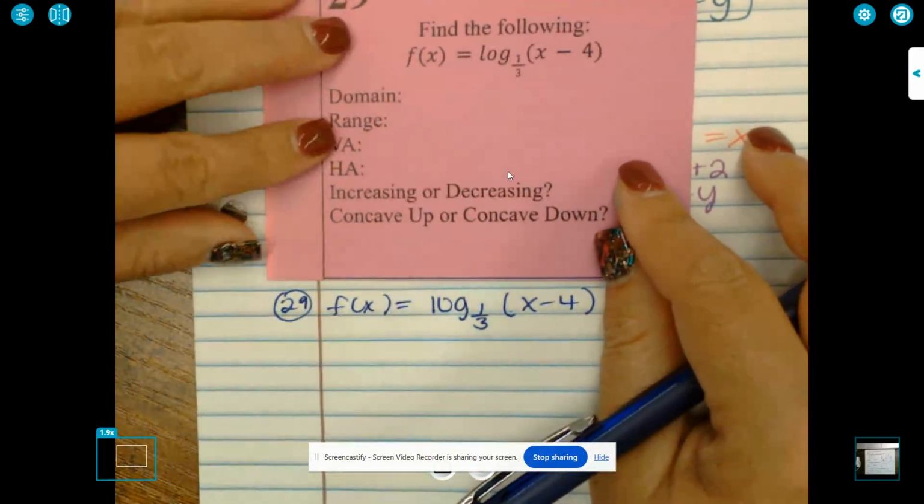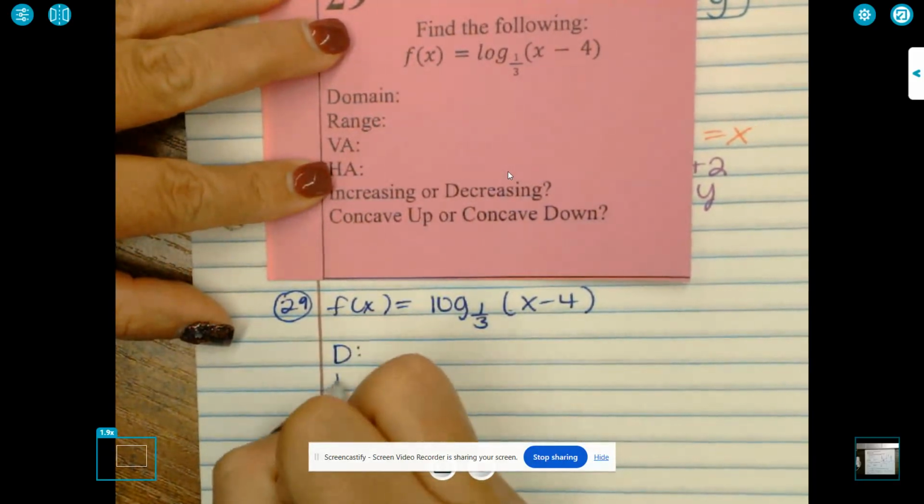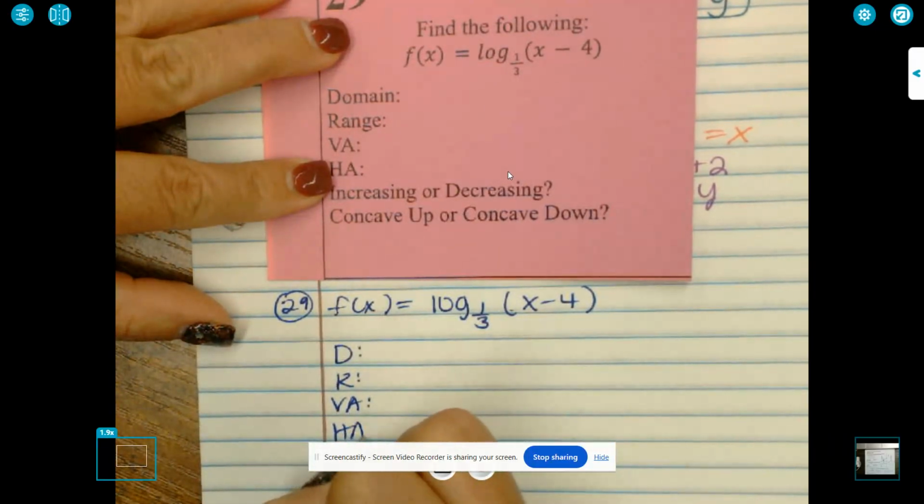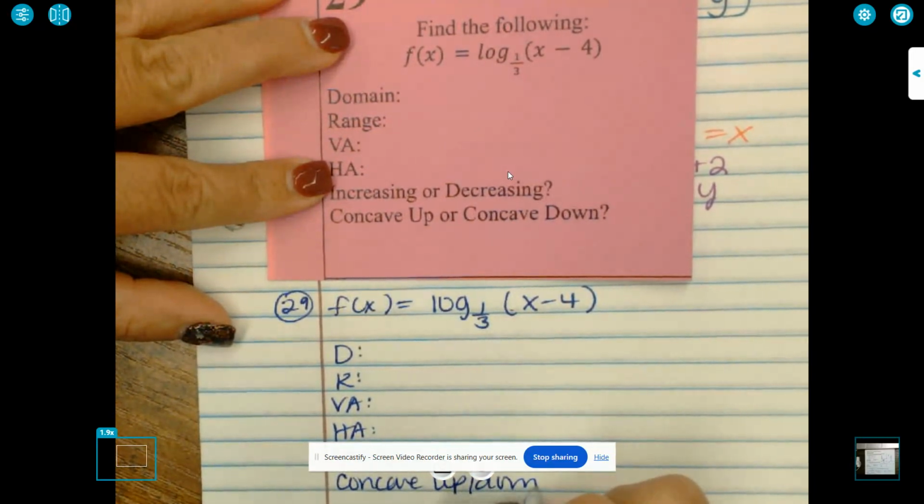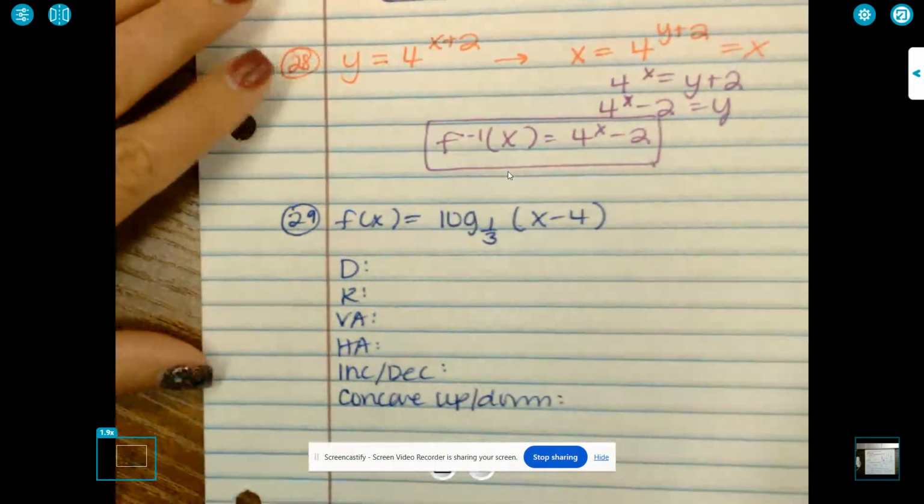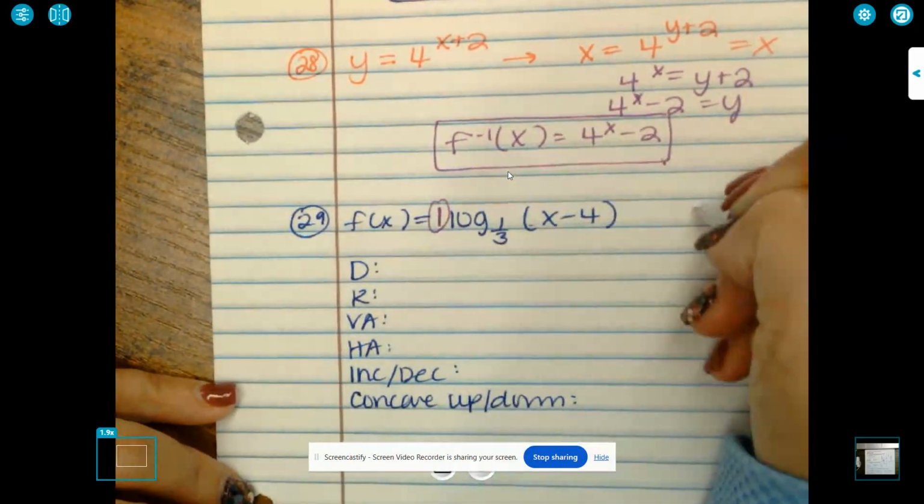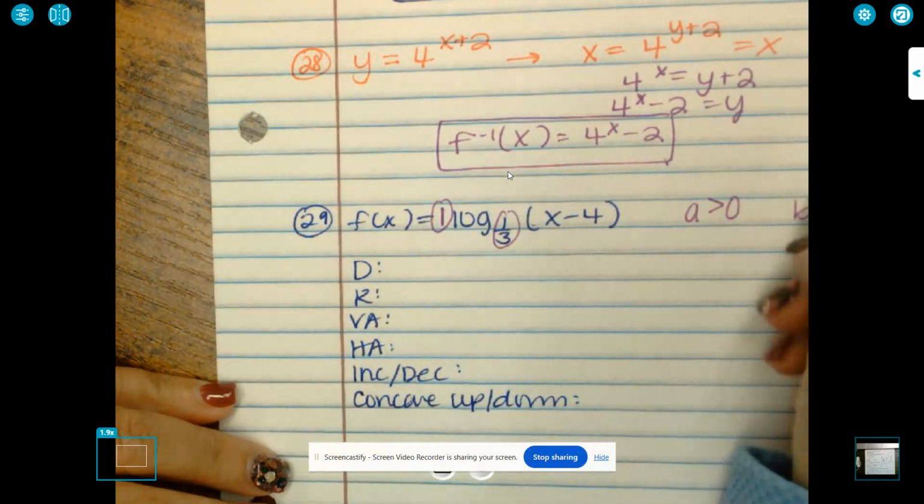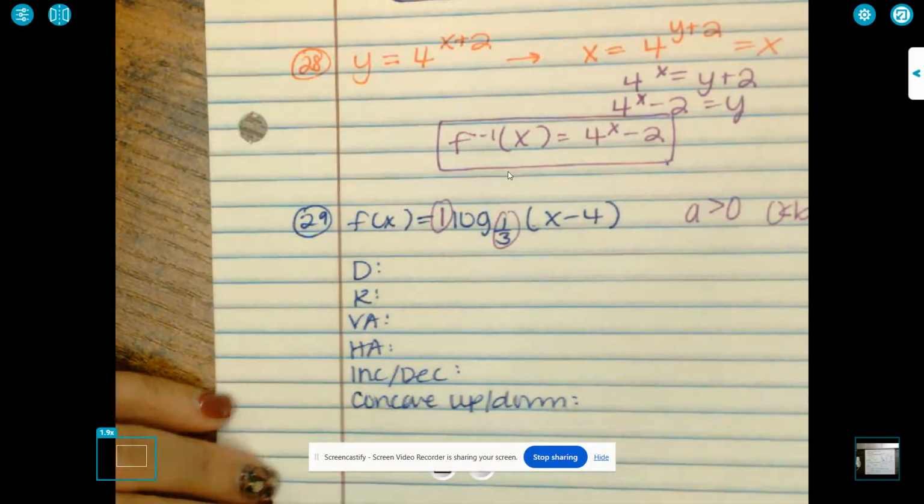All right, so remember, the first thing we're looking at, they're talking about domain, range, vertical, and horizontal asymptotes. And then we want to know if we're increasing or decreasing, and if we're concave up or down. All right, so let's talk about what we know here. All right, so we know our A number, which is the number in front, is 1. So our A is greater than 0, and we know our B is between 0 and 1.